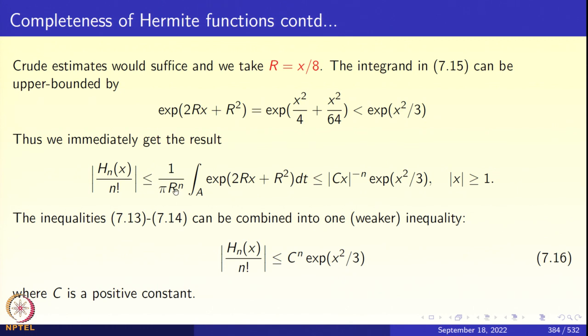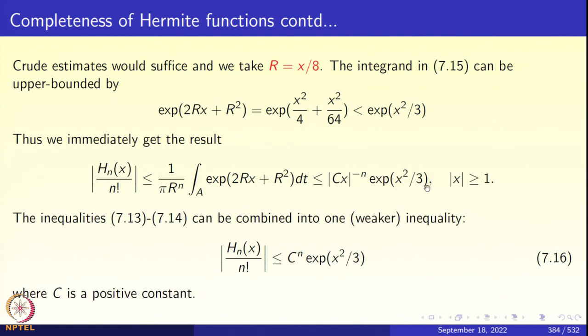And then the r was what? x upon 8, right? So 8 is a constant. So I get c x to the power minus n. And this is the estimate that we get for mod x bigger than or equal to 1. Because mod x is bigger than or equal to 1, I can forget about this x over here, and I just get a constant to the power n, and I get exp of x squared by 3.